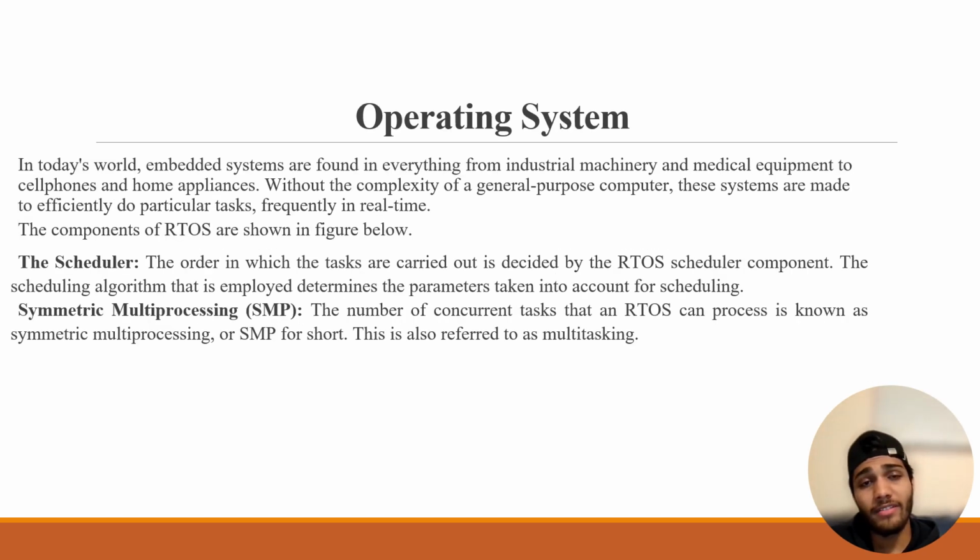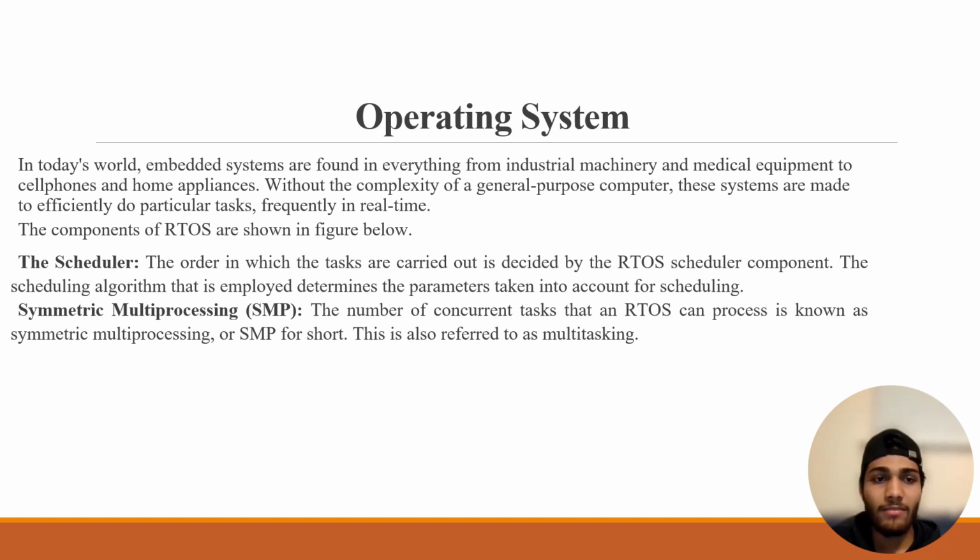In today's world, embedded systems are found in everything from industrial machinery and medical equipment to cell phones and home appliances. Without the complexity of a general-purpose computer, these systems are made to efficiently do particular tasks. A few components of an RTOS are shown, such as the scheduler. The order in which these tasks are carried out is decided by the RTOS scheduler component.